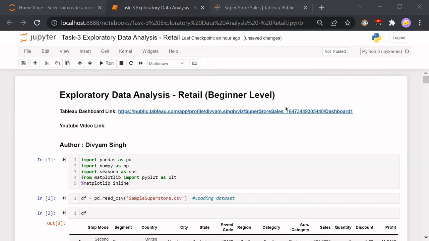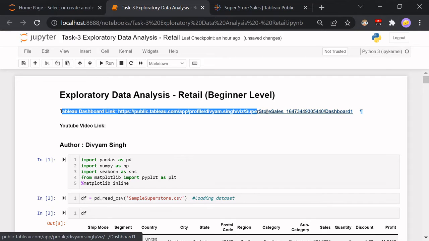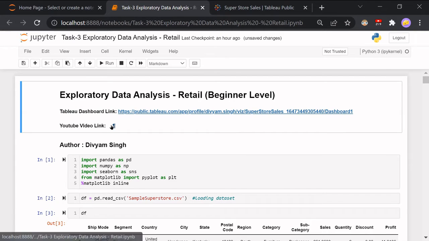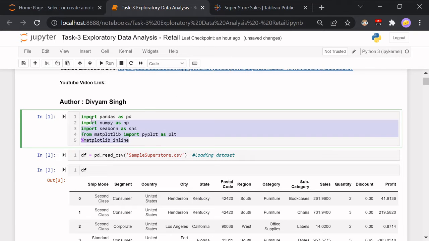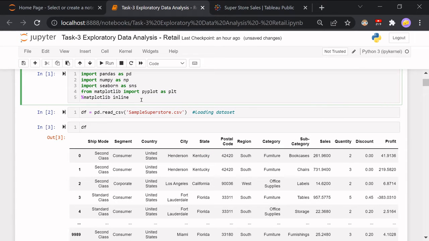Here is our IPYNB file, which is named task 3 exploratory data analysis retail. In this I have first included my link for the Tableau dashboard that I have created, and here I'll be printing my link for the YouTube video, and here my name is printed. Now in the first step I have imported the libraries. With the importing of libraries, I have also read the data frame from the CSV file.